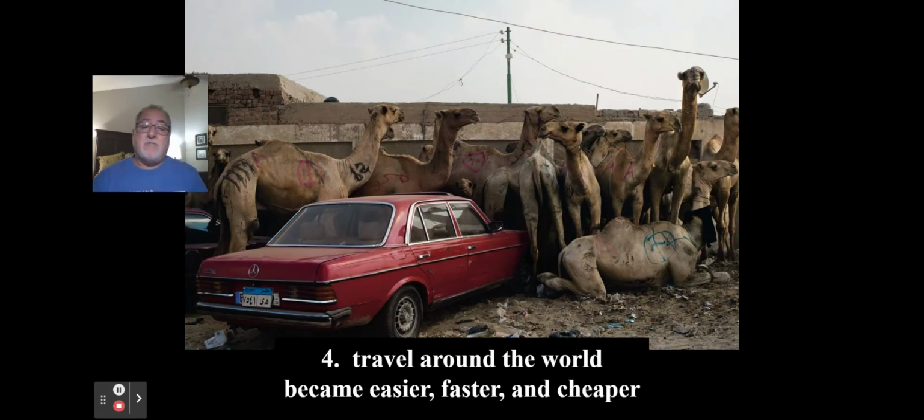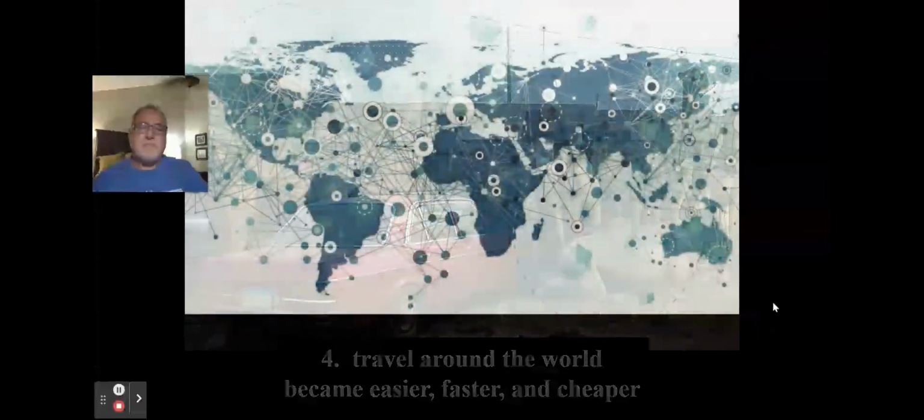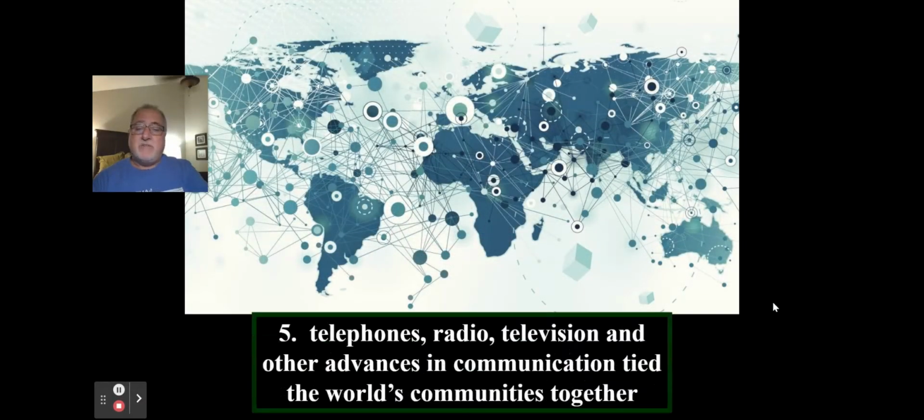Interesting. Travel around the world has become easier, faster, and cheaper. I don't know if that's necessarily safer, but it is easier to travel around the world. It is faster than it used to be. This picture shows you a change over time with respect to travel in parts of Southwestern Asia and North Africa. Our communication networks have changed.